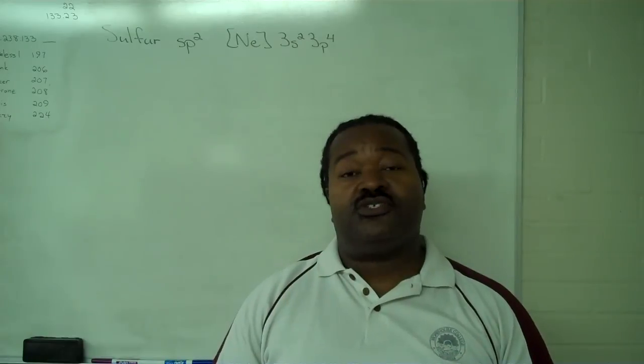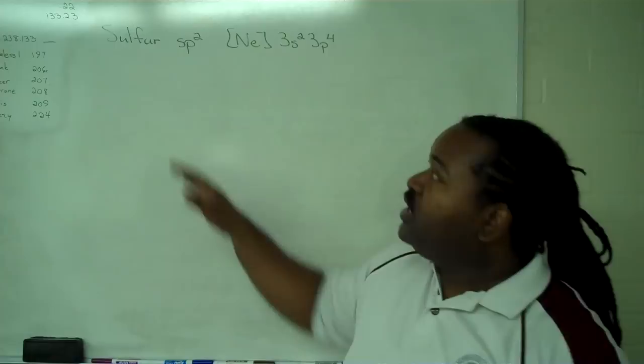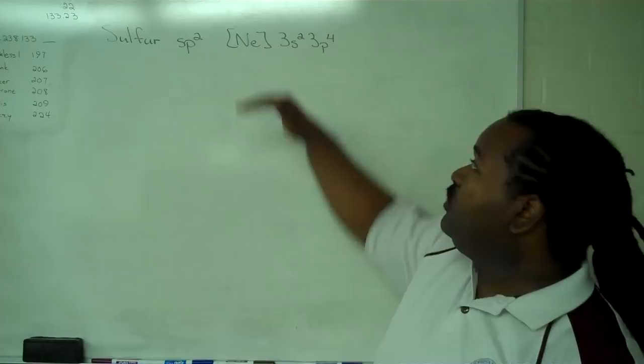This instructional video is designed to show you how to determine what happens to the orbitals of an atom when it undergoes a particular type of hybridization. In this case, we'll be looking at a sulfur atom undergoing sp2 hybridization. And in order to do this, you must start with a proper electron configuration.